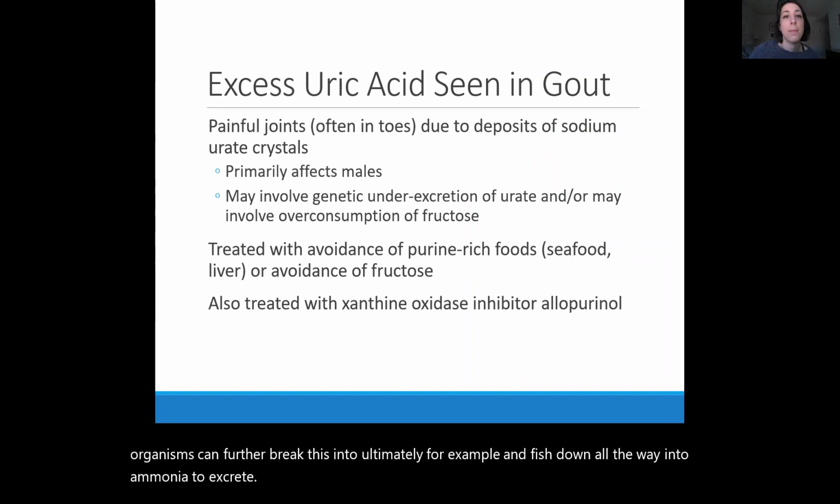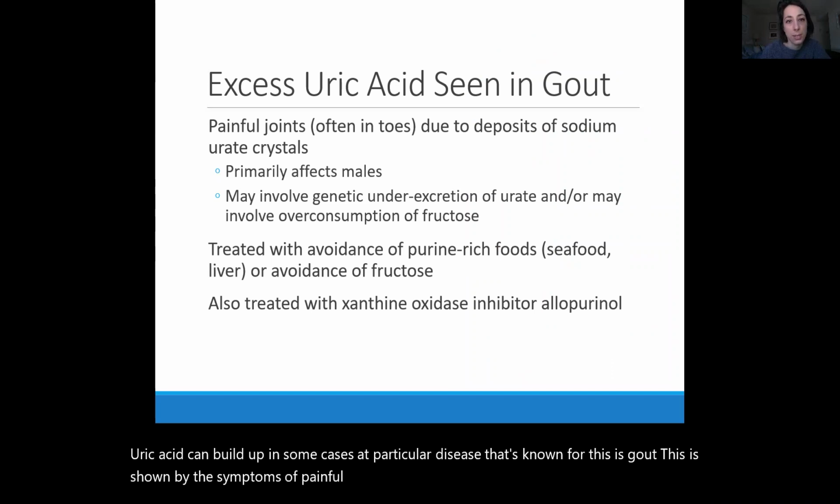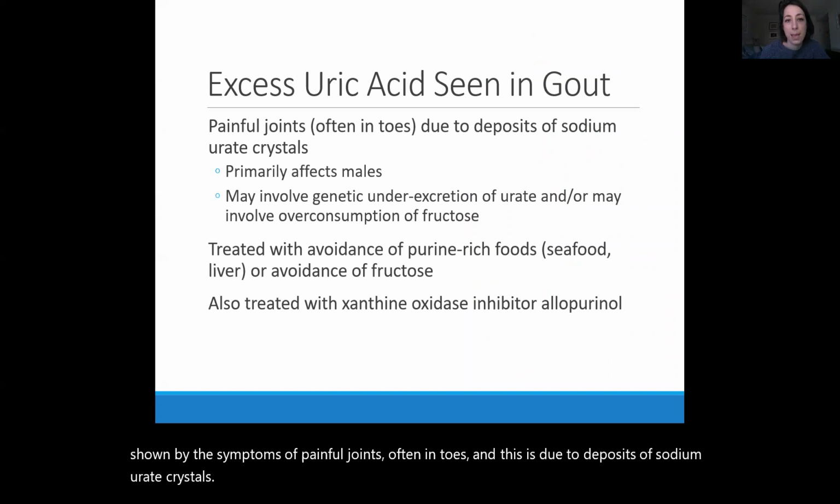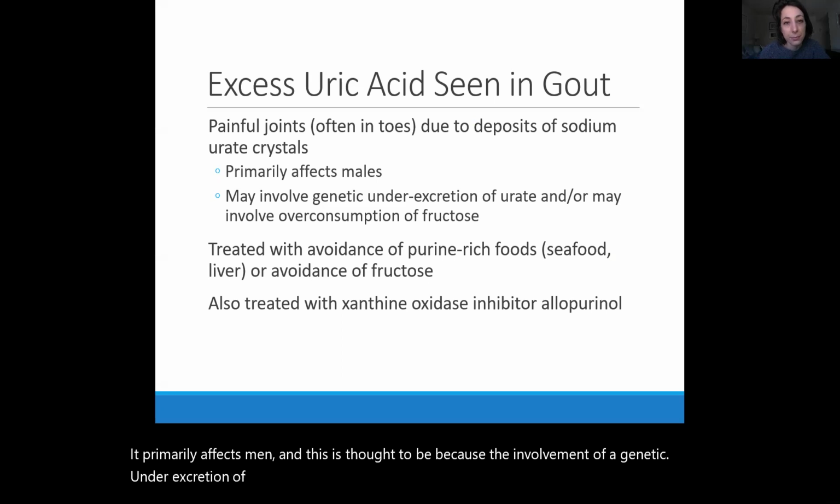Uric acid can build up in some cases. A particular disease that's known for this is gout. This is shown by the symptoms of painful joints, often in toes, and this is due to deposits of sodium urate crystals. It primarily affects men, and this is thought to be because of the involvement of a genetic under-excretion of urate, and may involve overconsumption of fructose, the sugar.